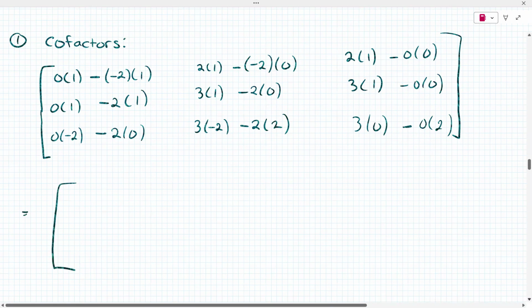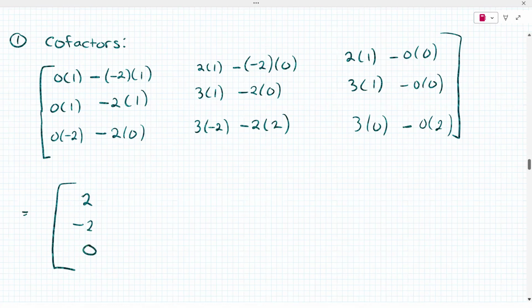So 0 times 1 minus -2 times 1, that's going to be 2. 0 times 1 minus 2 times 1, that's going to be -2. 0 times -2 minus 2 times 0, that's 0. And then this here would be 2, 3, -10. And then this number here would be 2, would be 0.